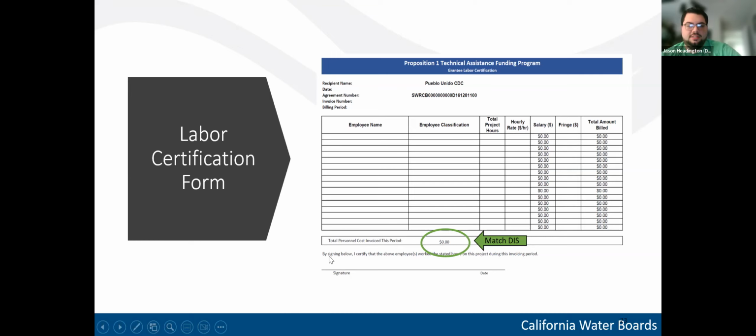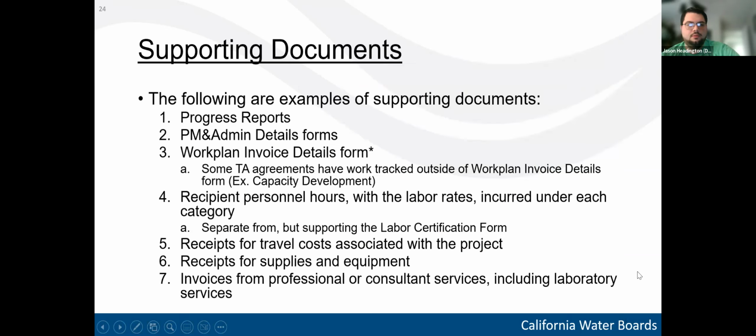Similarly, the signature type for this document can match the DIS requirements as well. And then finally, we have some examples of the supporting documents that might be required on your invoice. The first being the progress report. As we discussed before, you can include a copy of your progress report with your submission, or you can have just an approved copy uploaded to FAAST.